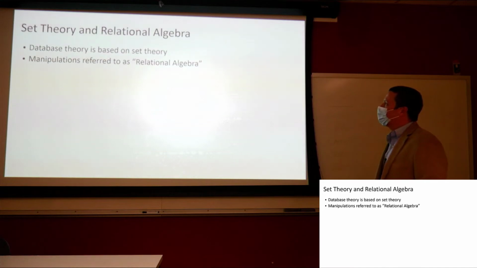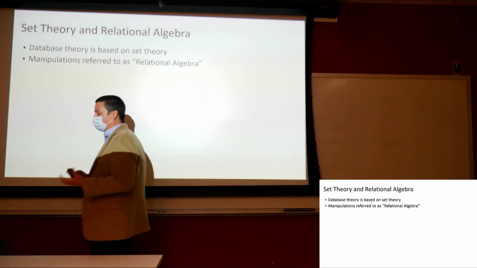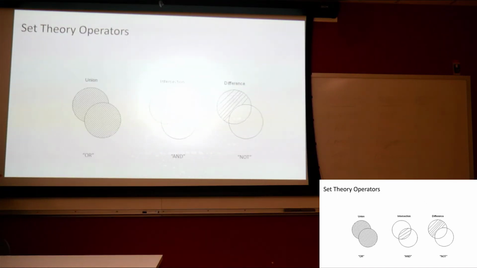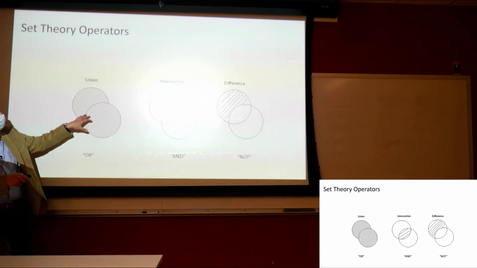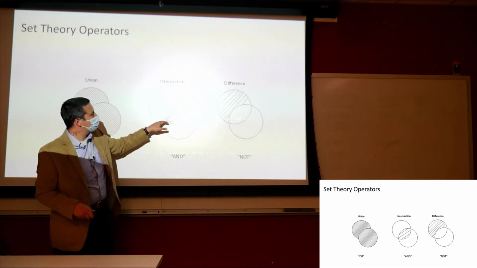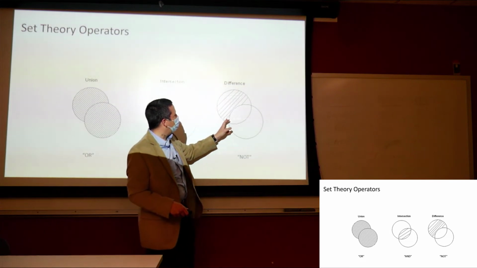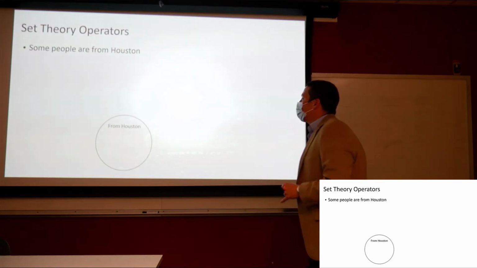All right, so on to set theory and relational algebra. As we've talked about, relational databases are based on set theory, and the technique we use for manipulating these sets is known as relational algebra. We're going to talk about three set theory operators: union, intersection, and difference. Union being the combination. Imagine each of these circles as a data set with some overlap. Union is everything in both data sets. Intersection is where the two data sets overlap. And the difference is where we have data points that are in one data set but not in the other.